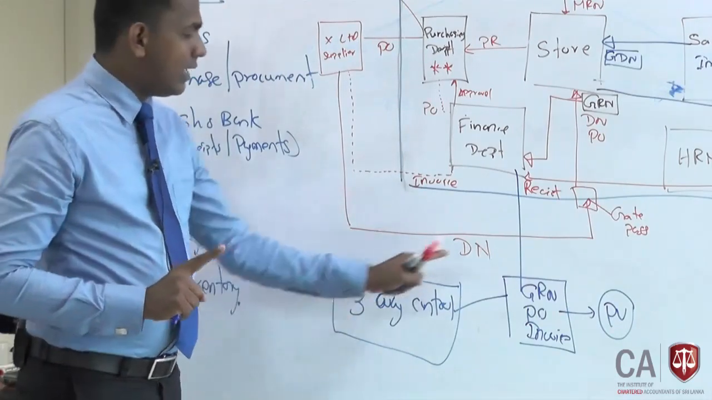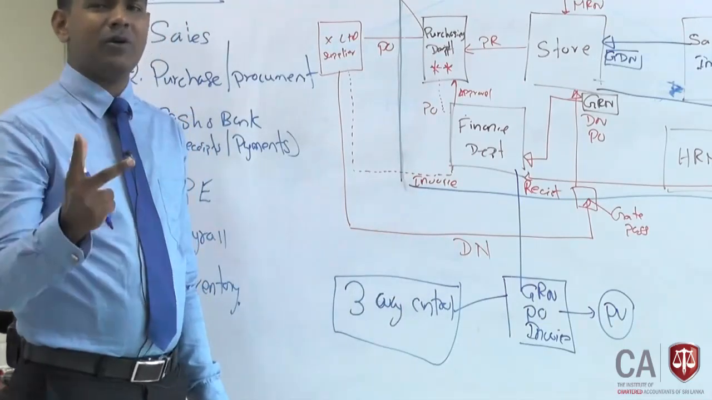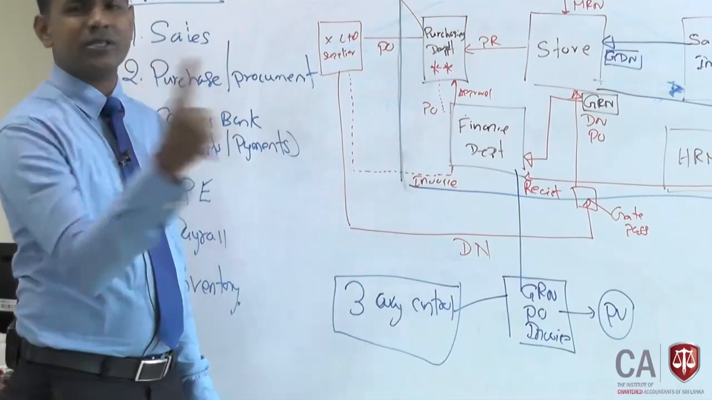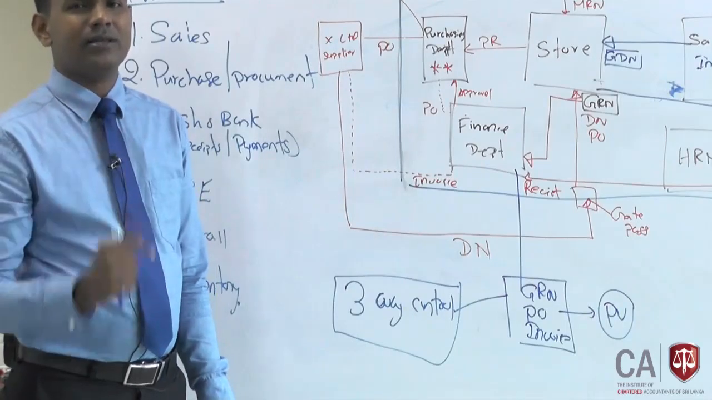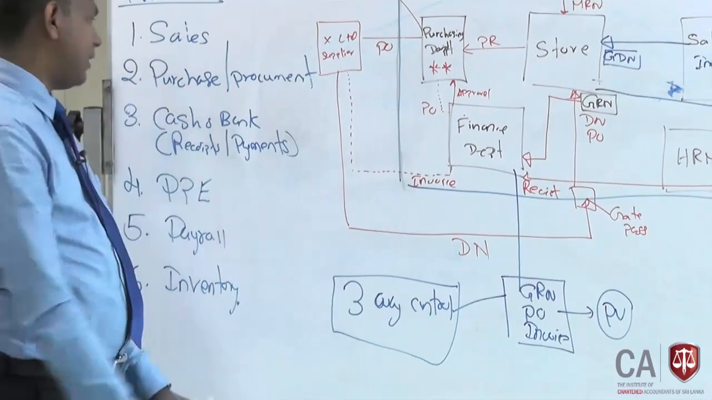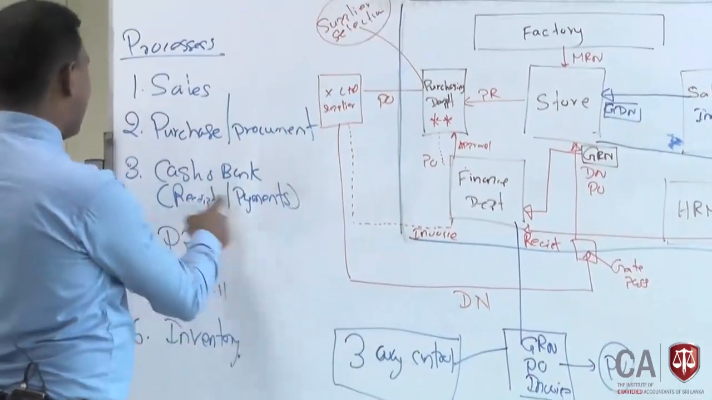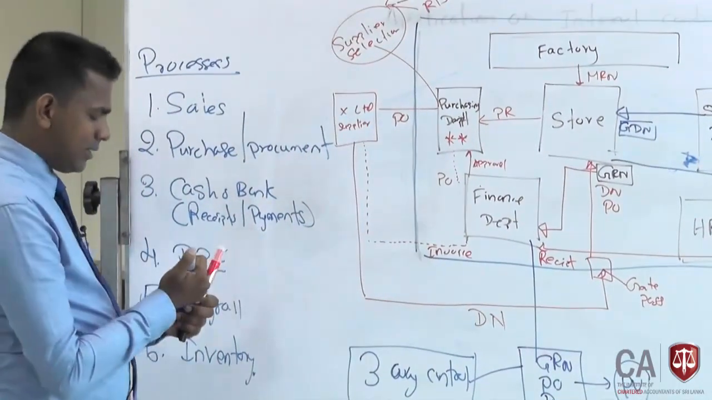What happens there? The GRN, purchase order and invoice, all 3 documents will be cross-checked for quantity, rate and everything, and we ensure all 3 documents tally before making the payment, right? So in terms of purchases and cash and bank, payment is payment.